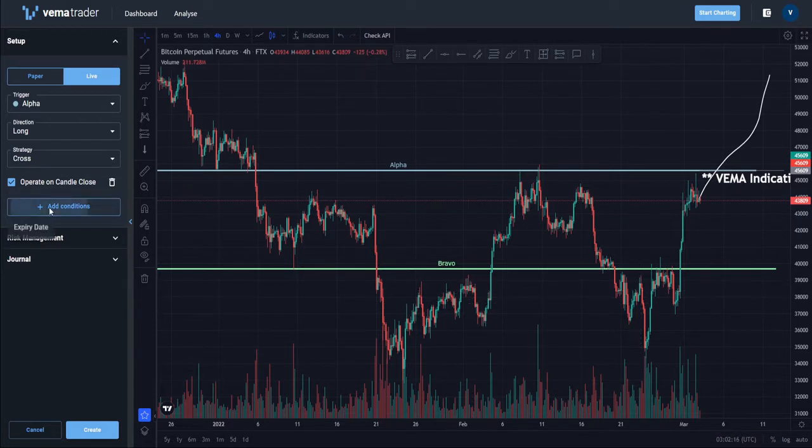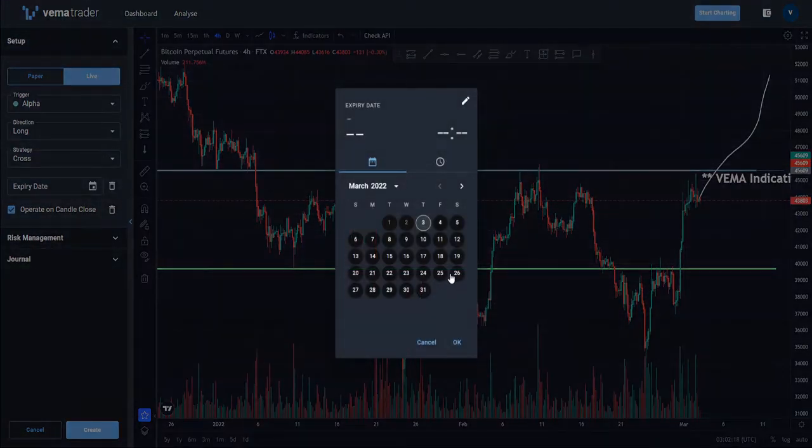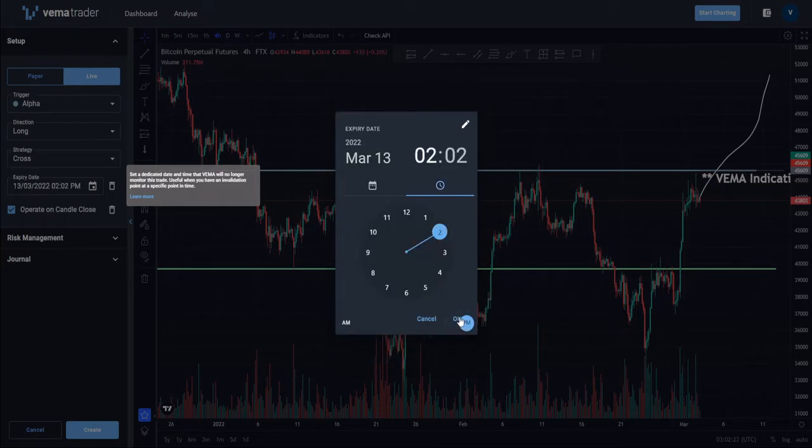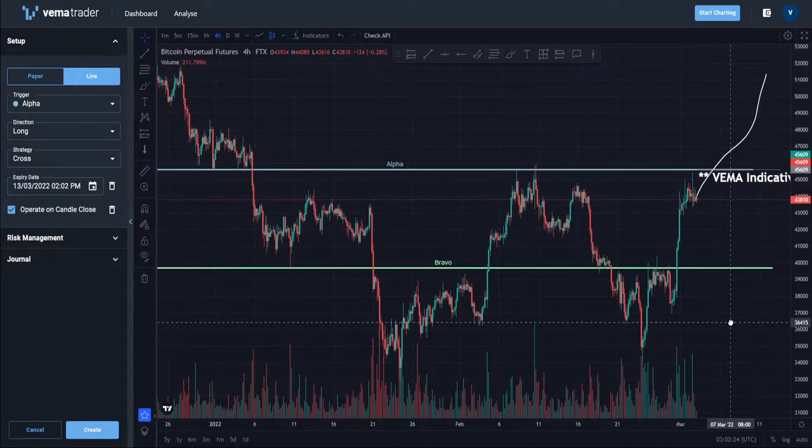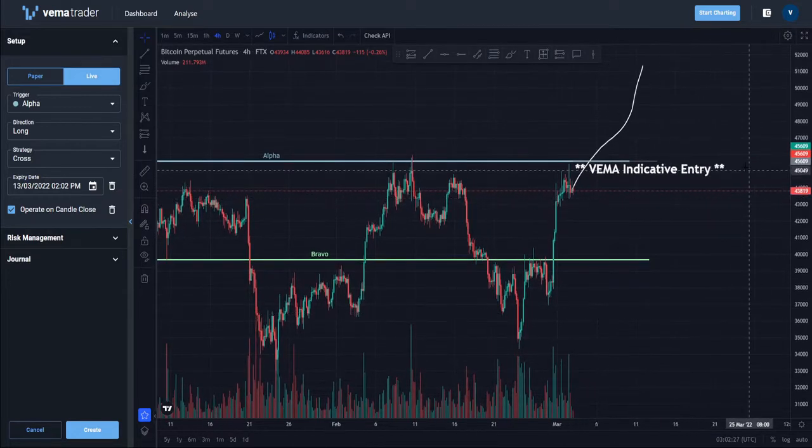Once I get rid of that, we want the expiry date, and let's just go righto. We're the 10th. Let's go to the 13th, and that will do. Beautiful. So now I don't have to worry about price coming back here in 2 years and VEMA possibly entering that trade for me.